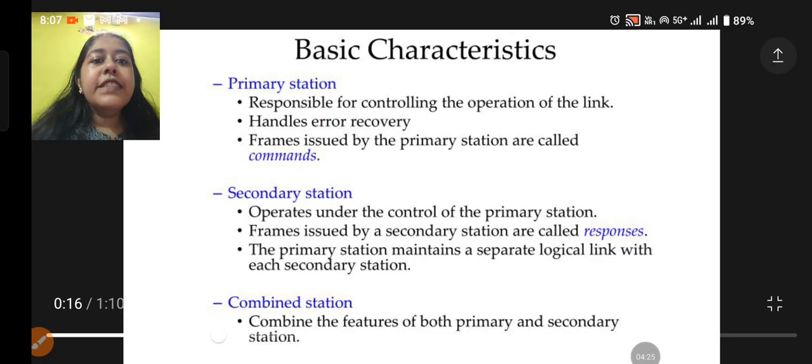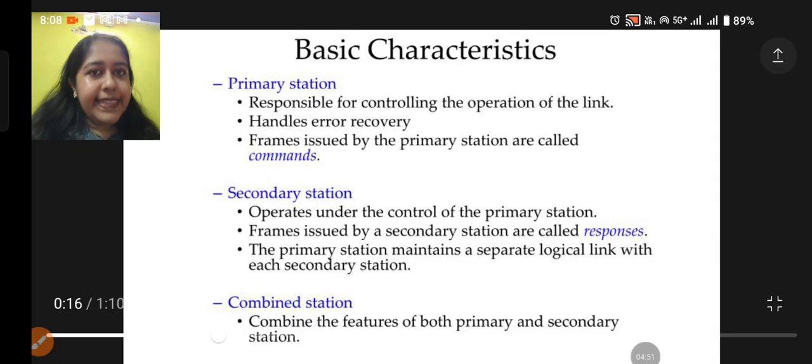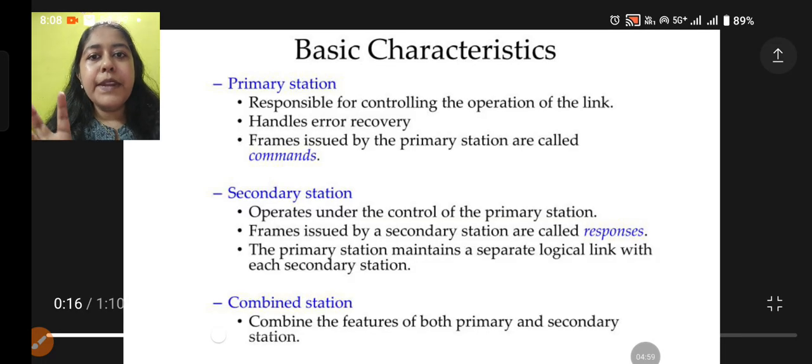Frames issued by a secondary station are called responses. The primary station gives commands to the secondary station, and the secondary station gives a response. The primary station maintains a separate logical link with each secondary station. So for each and every secondary station, the primary station establishes a separate logical link.